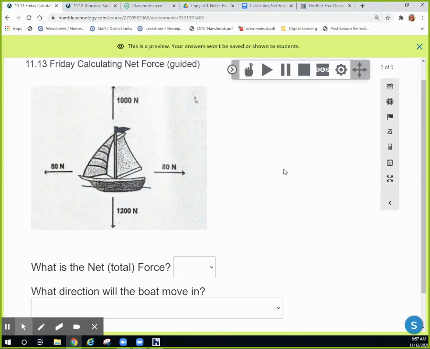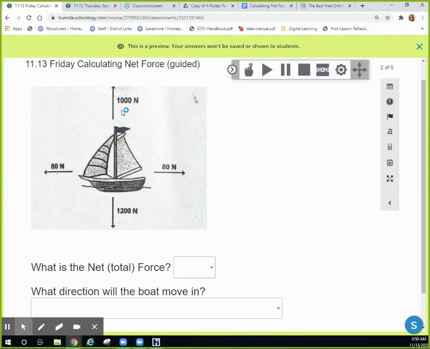Okay, so let's do the same thing with this boat. We have an upward force of 1,000 newtons, a force being pulled to the right of 80, a force pulling down of 1,200 newtons, and a force to the left of 80. So the first thing I notice is that the force pulling to the left and the force pulling to the right are equal, and they're pulling in opposite directions. So they cancel each other out. 80 minus 80 is 0.